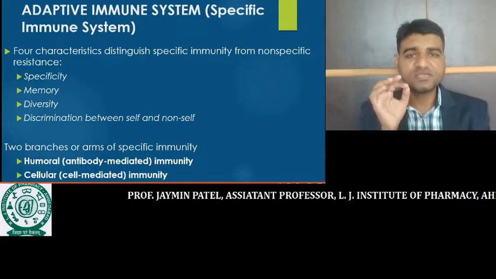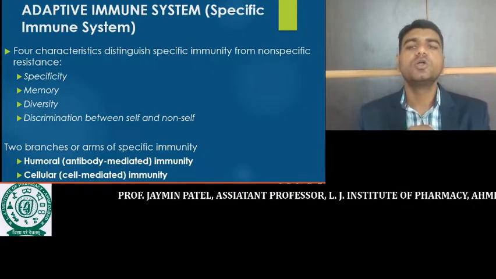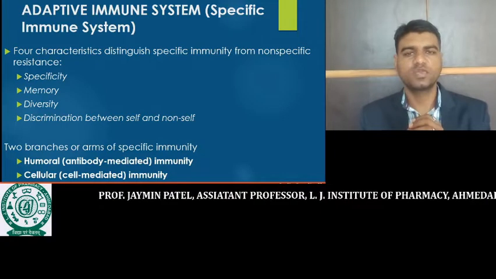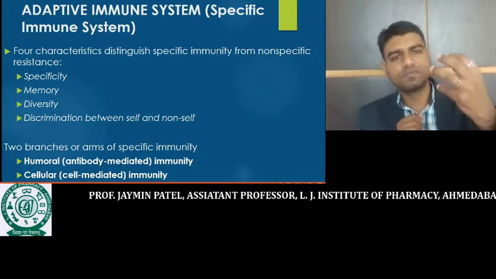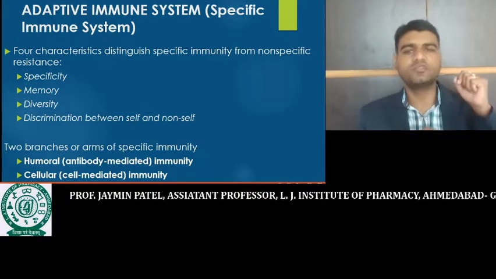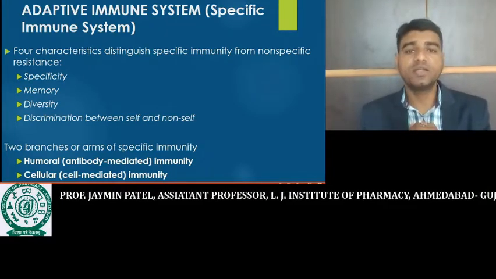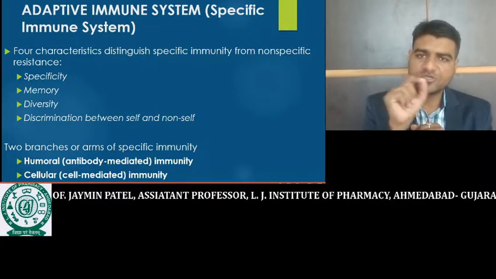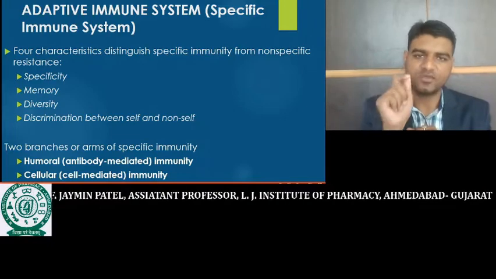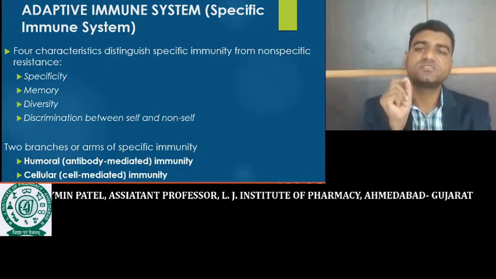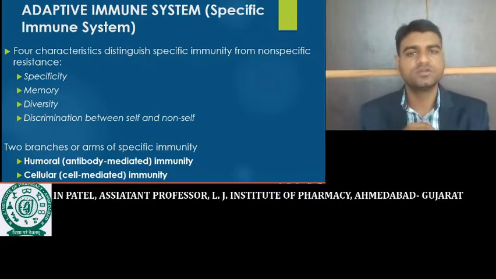Fourth, the specific immune system is capable of differentiating between self cells and non-self cells. If any non-self cell enters the body, it can identify it and fight against it. But it does not damage self cells, normal cells. That is an important characteristic of the adaptive immune system.